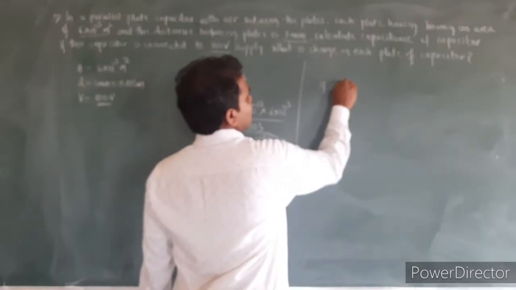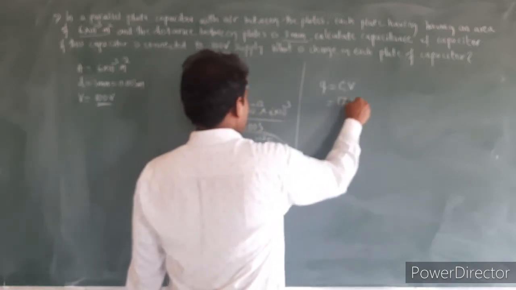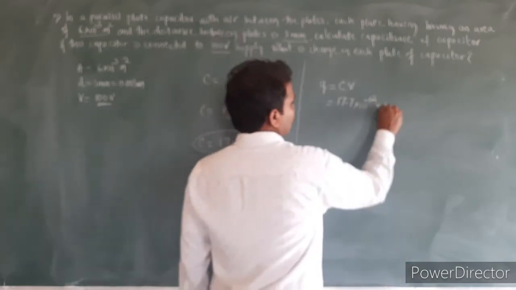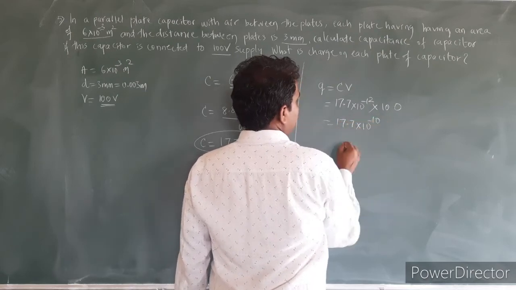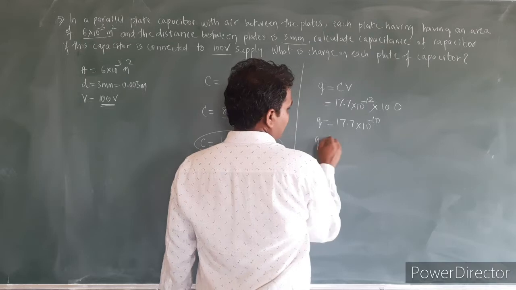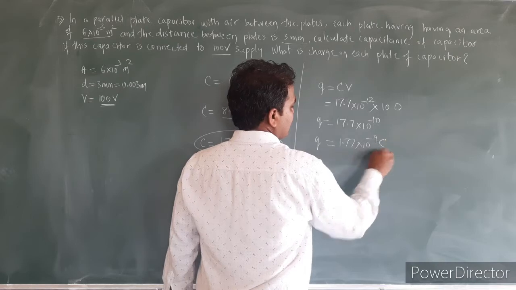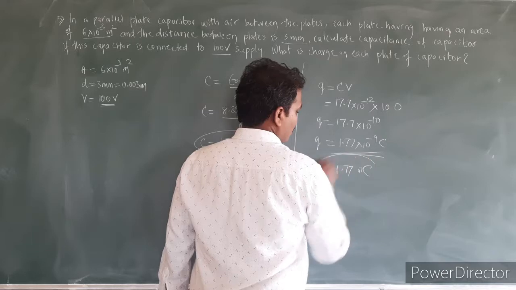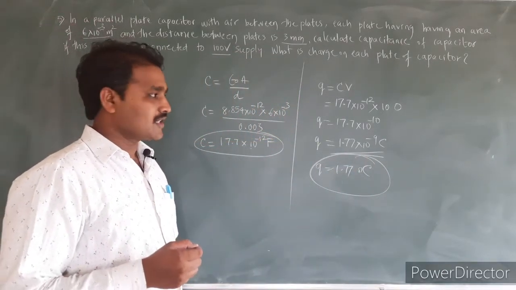Then we have to find the charge. Very simple question. I can write Q is equal to C into V. That is C, just now we have calculated, 17.7 into 10 to the power of minus 12, into voltage is equal to what? 100. Okay, so this I get as 17.7 into 10 to the power of minus 10. Right? So this I can write as 1.77 into 10 to the power of minus 9. Q is equal to 1.77 nanocoulombs. Okay, this is the value of the charge stored in each plate of the capacitor.